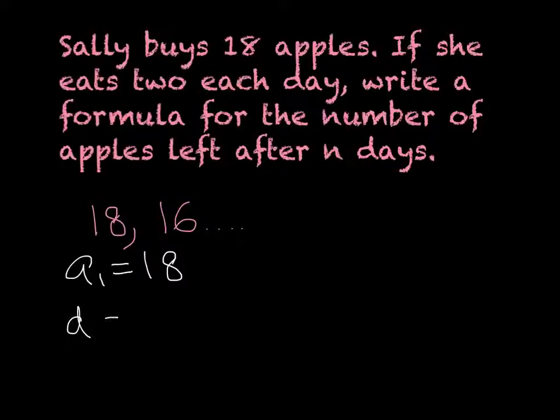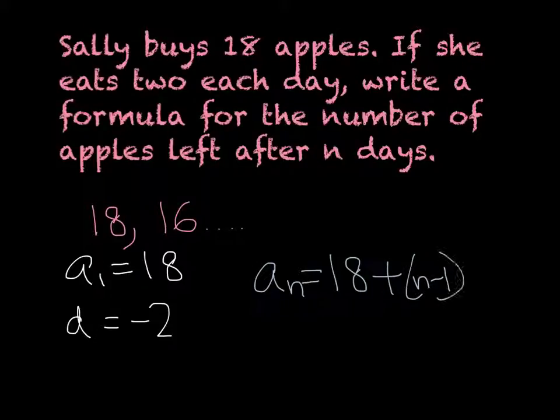And D equals negative 2, because each day the number of apples is 2 less than what it was the day previous. That means that we can write A of n equals A1 plus n minus 1 times D, or negative 2n plus 20.